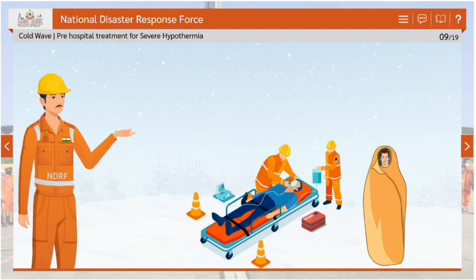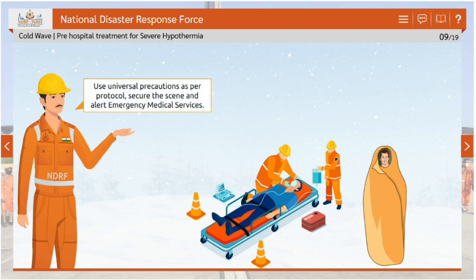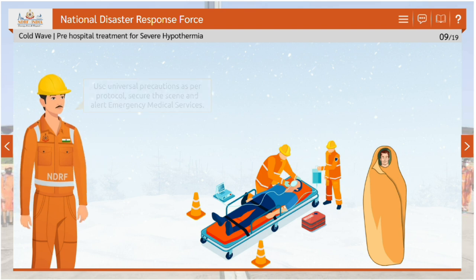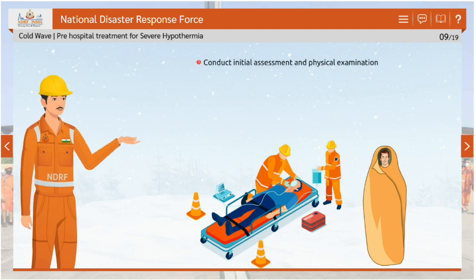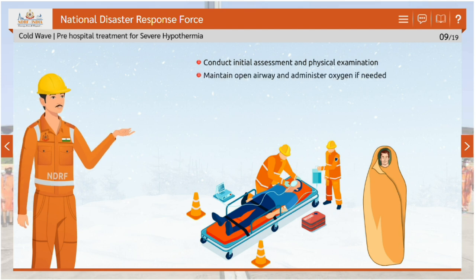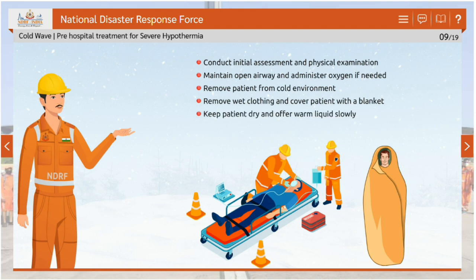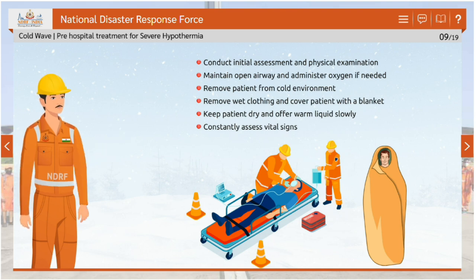Let's learn about pre-hospital treatment for hypothermia. Use universal precautions as per protocol. Secure the scene and alert EMS. Conduct initial assessment and physical examination of the affected person. Maintain an open airway and administer oxygen if needed. Remove the patient from the cold environment. Remove any wet clothing and cover the patient with a blanket. Keep the patient dry. If the patient is alert, offer warm liquids slowly. Constantly assess vital signs. Next, let's learn about pre-hospital treatment for frostbite or local cold injuries.